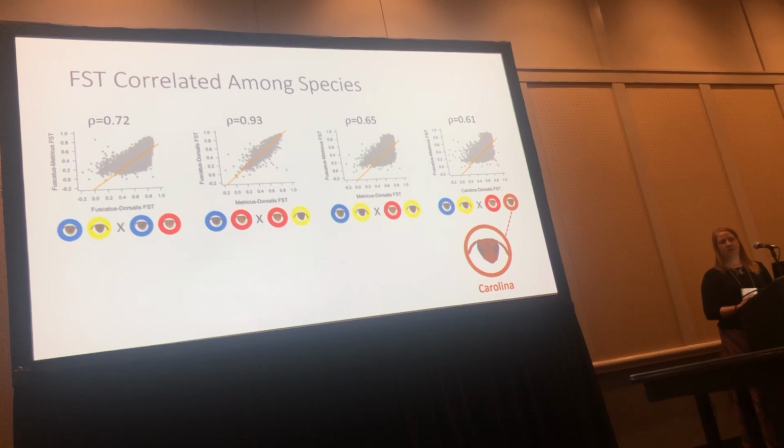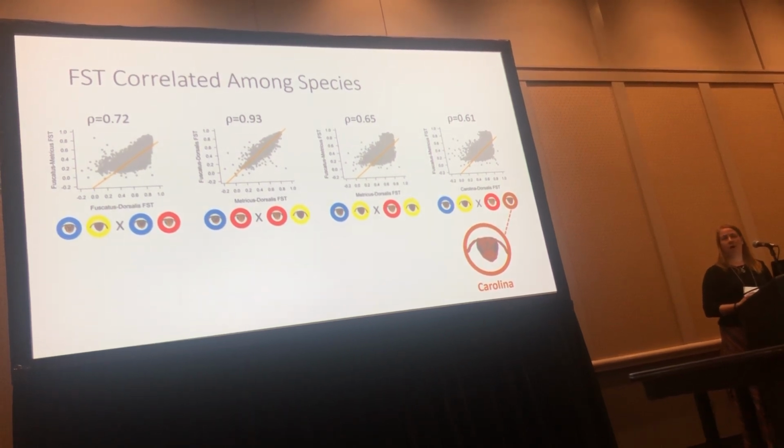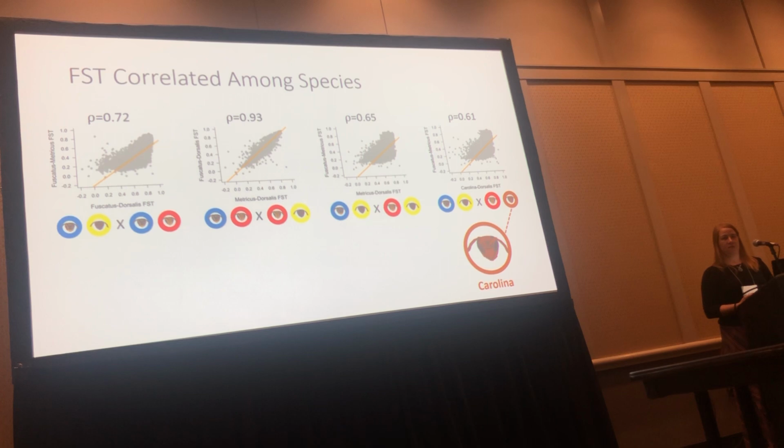I wanted to see if we could say anything about why we're seeing this shared pattern of high FST.